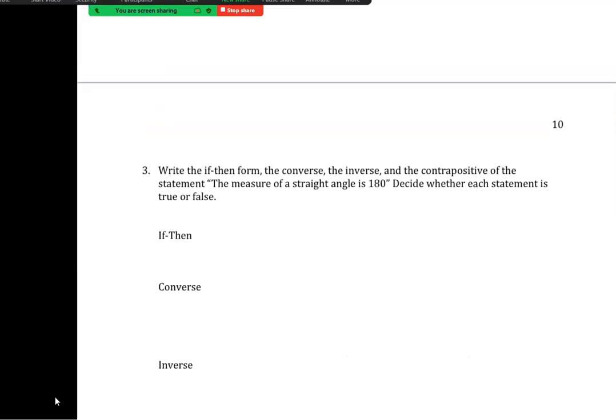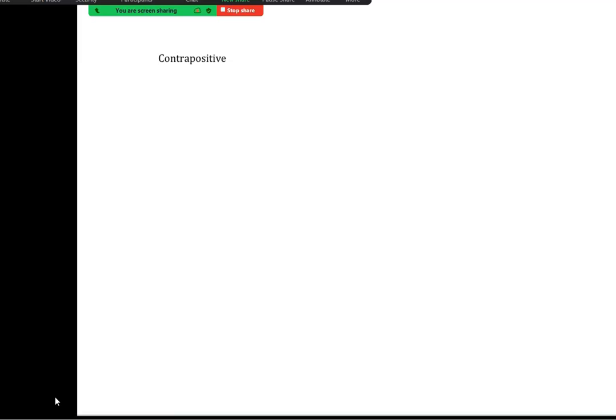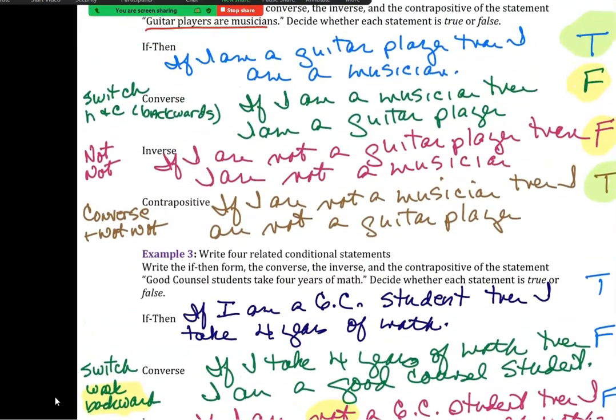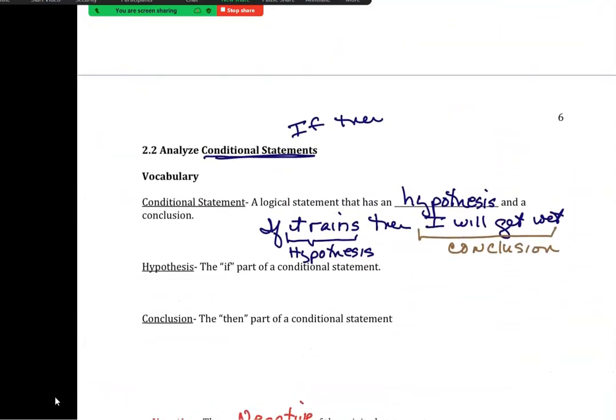Okay, and you're going to do a couple of these. Same thing here. If-then, converse, inverse, contrapositive. Do it twice and see how we do, and then we'll discuss it when I see you again in class.